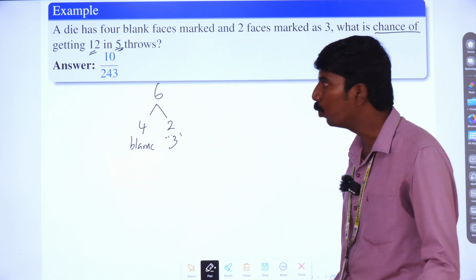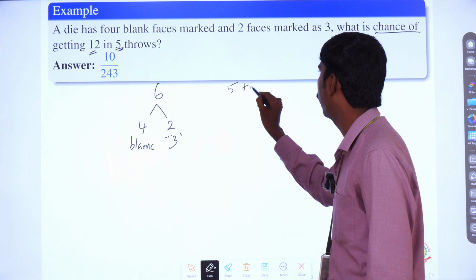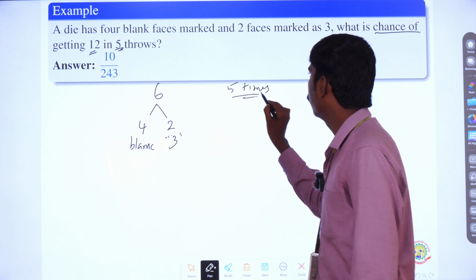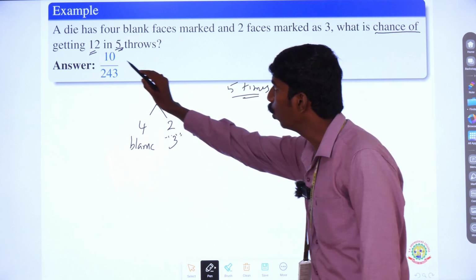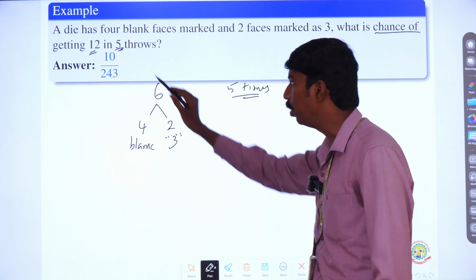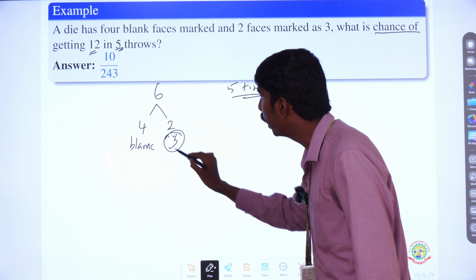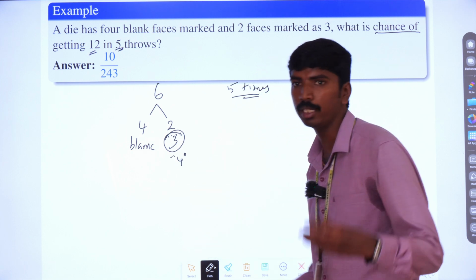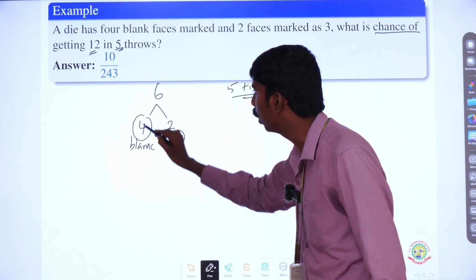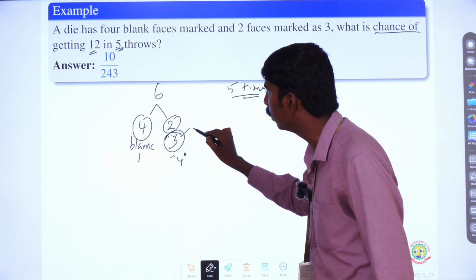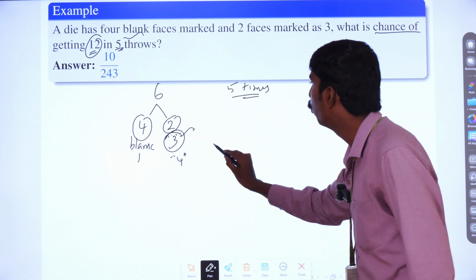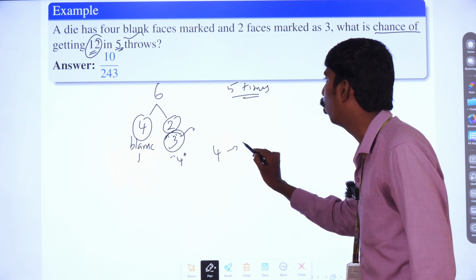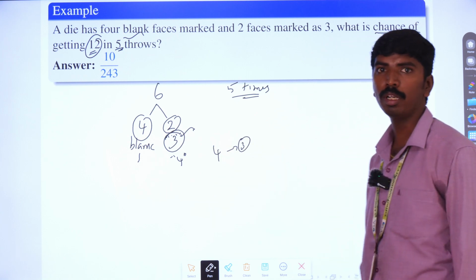So I am going to throw a die 5 times. I need to get a total of 12. Chances of 12 means I need to get 3 four times. That's the understanding of the problem. Because 4 faces are blank and the other 2 faces are 3, to get 12 in 5 throws, 4 times I need to get 3. So that's the logic.